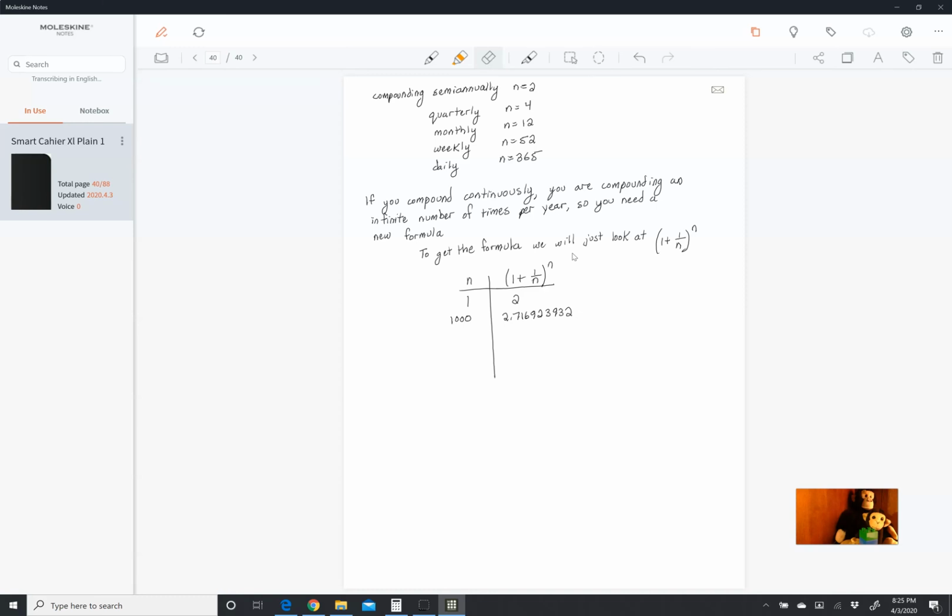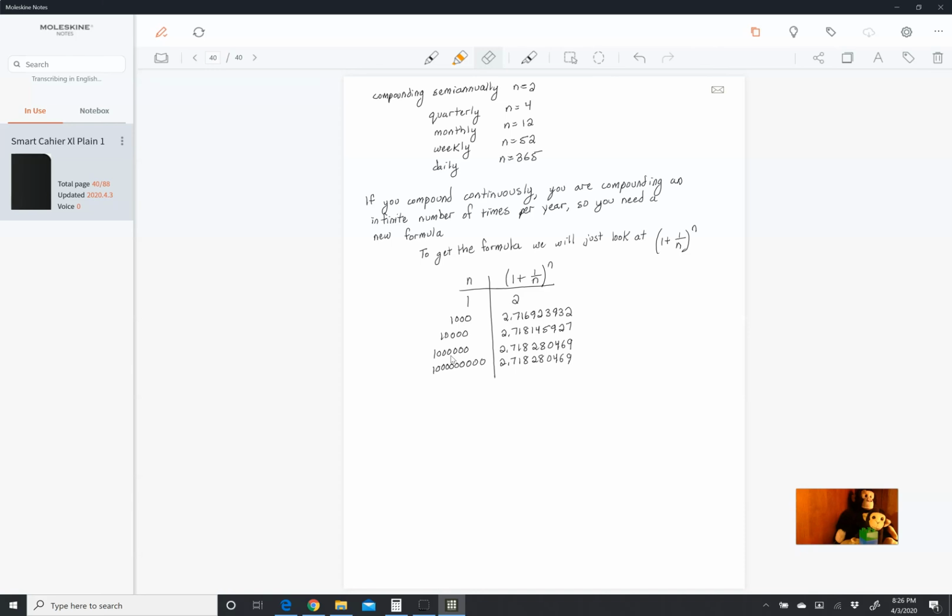2.716923932. Now we're going to plug in an even bigger number. We're going to plug in 10,000. And what we get here is 2.718145927. Now we're going to plug in 1,000,000. And if we plug in 1,000,000, we get 2.718280469. If we plug in 1 billion, that was not 1,000,000. I got overexcited there. That's 1,000,000. If we plug in 1 billion, we also get 2.718280469.